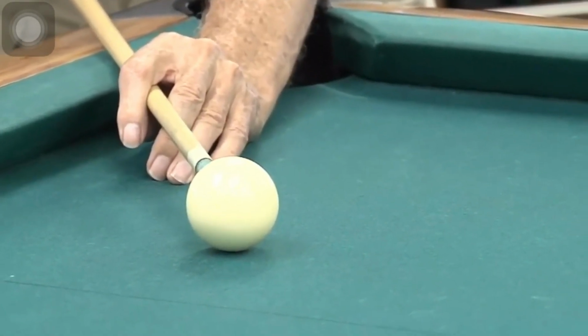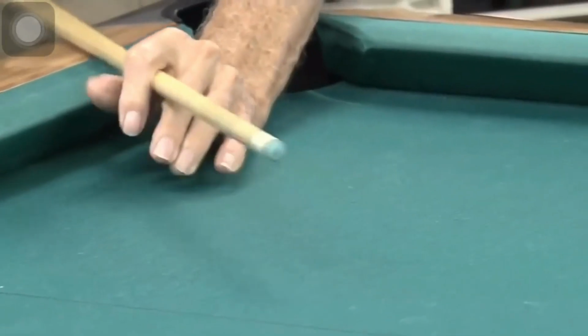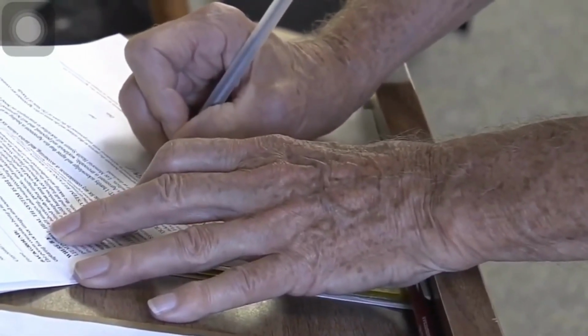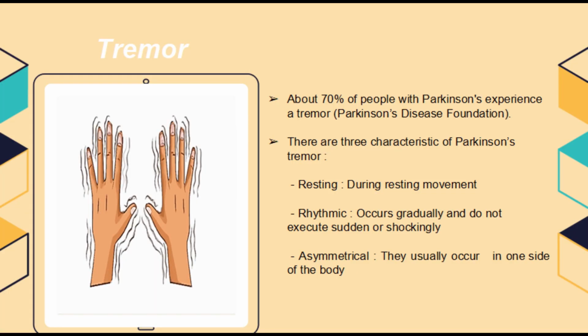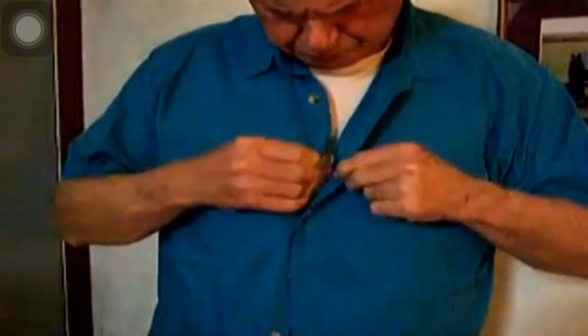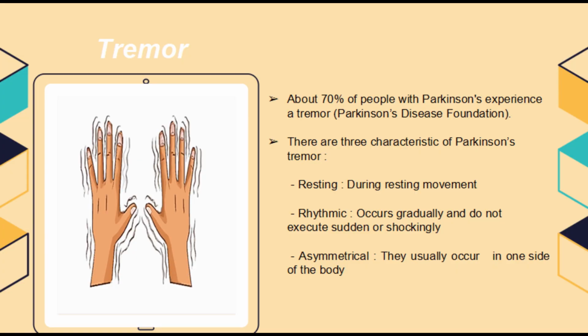So the resting tremor always happens during resting, such as sitting down. Next is rhythmic. Rhythmic means it occurs gradually and does not happen suddenly or shockingly. And the last is asymmetrical. Asymmetrical means they usually occur on one side of the body and within the area towards both sides of the body.